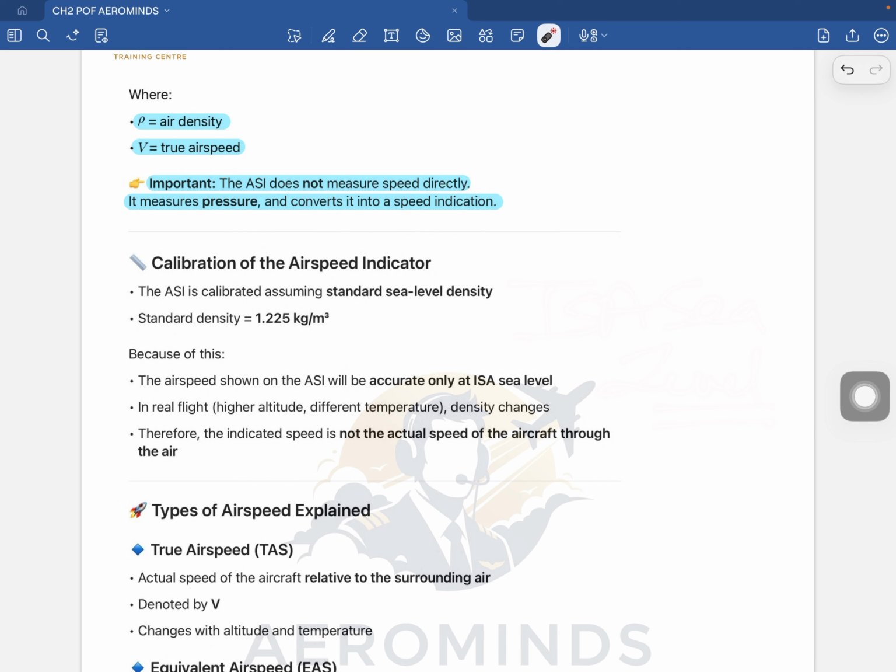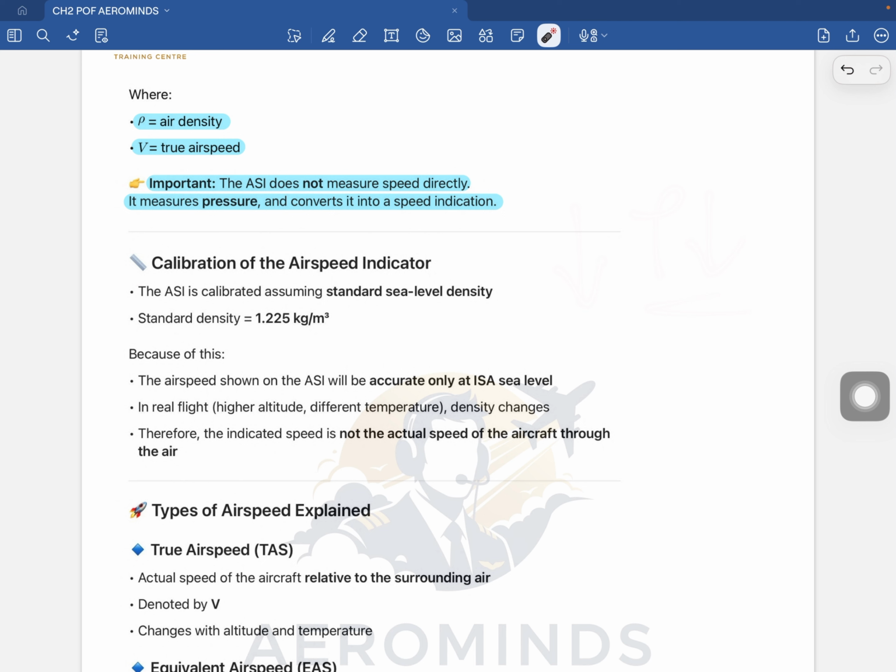That too, no. And when you climb to an altitude, the air density will decrease. The instrument still assumes that you have sea level density, but the real density around the aircraft will be different. Because of this, the speed shown on the ASI is not the actual speed of the aircraft through the air. This is a very important conclusion. The ASI is honest; it is doing exactly what it is designed to do, but the assumption it is based on is no longer true in real flight.